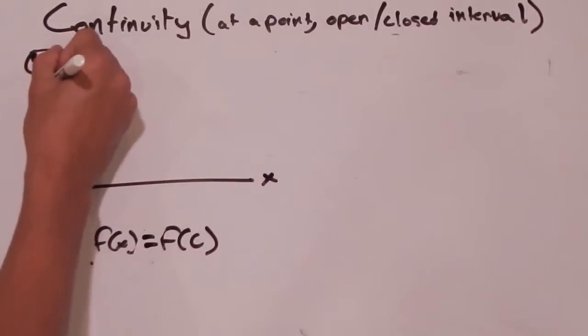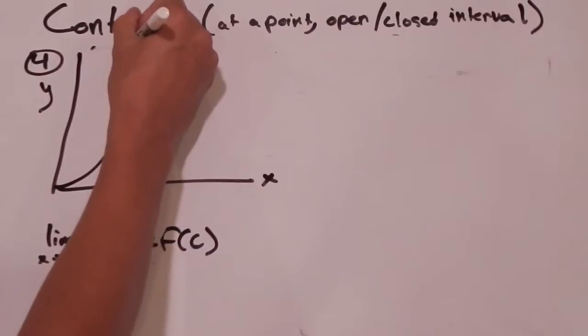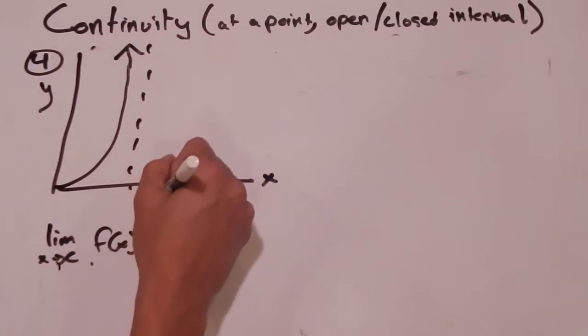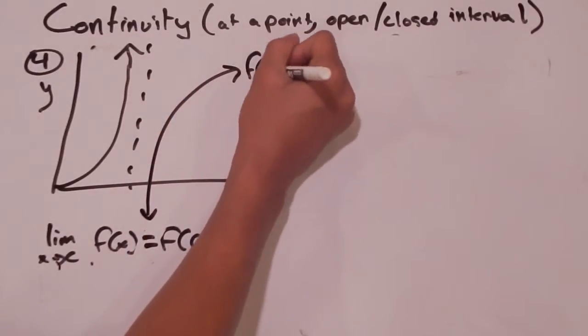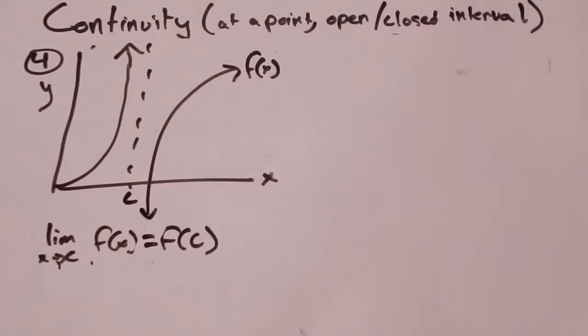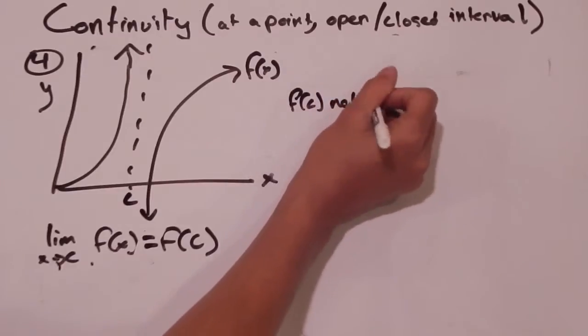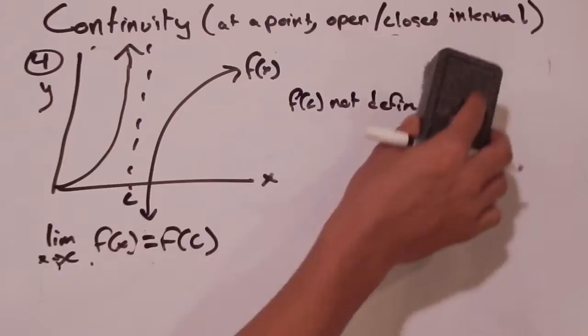We have x, we have y, we have some function f of x. Let's make it have an asymptote again. What about this? Is this continuous at c? Well, right from the start, we see f of x is not defined at c, so f of c is not defined, so therefore the function is not continuous at c.